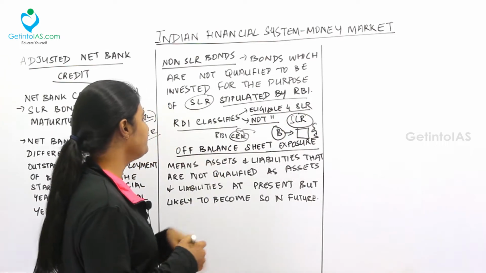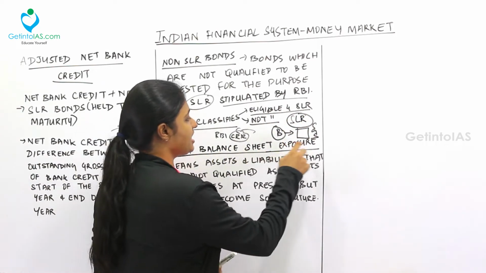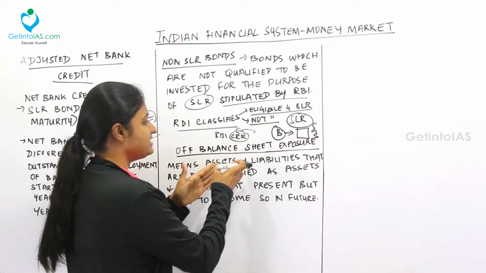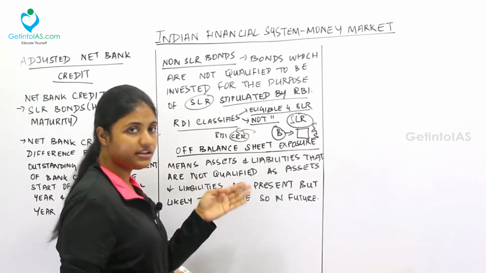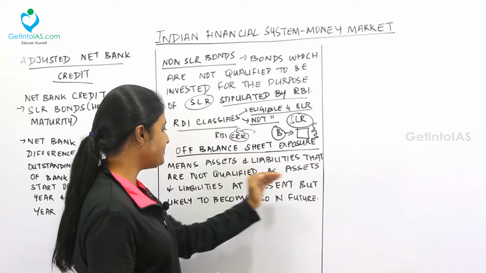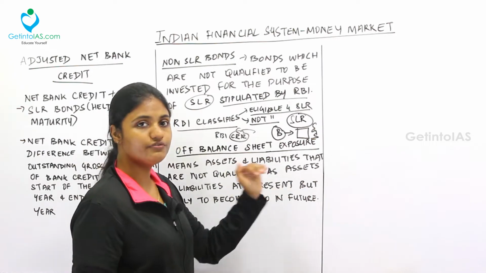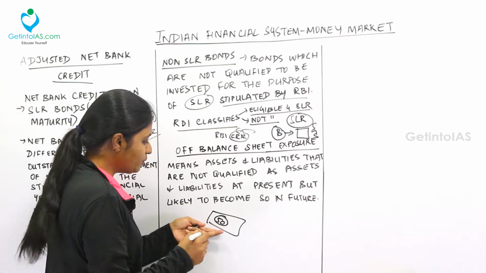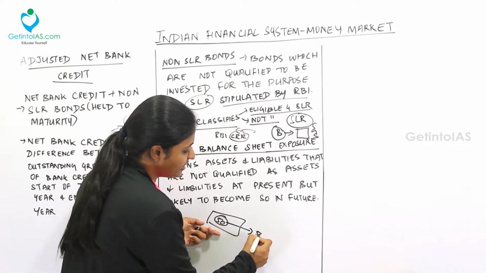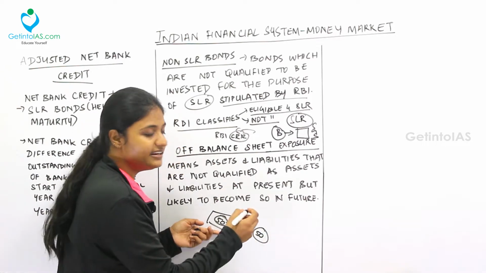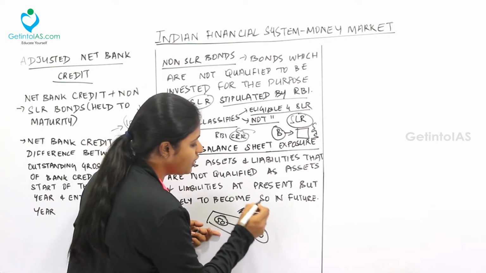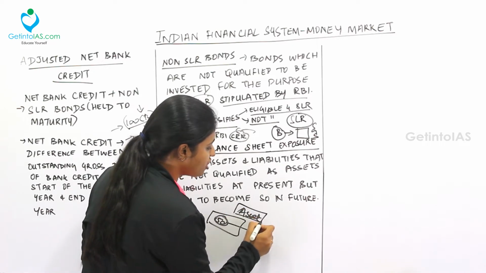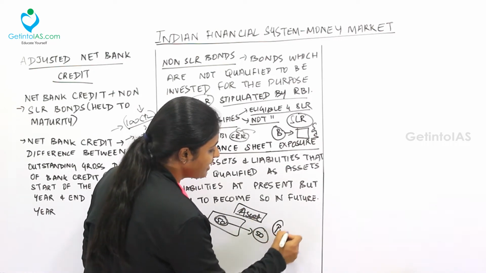Fine. Next, coming to the off-balance sheet exposure. What is called off-balance sheet exposure? It means the assets and liabilities that are not qualified as assets and liabilities at present but likely to become so in future. See, today I may have 50 rupees in my purse, but tomorrow I may lend this 50 rupees to someone else. Until I lend, that is not my asset. So asset is my loan. After I lend to person 1, that is my asset.